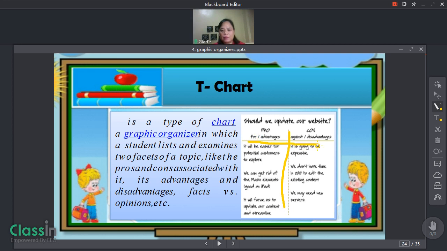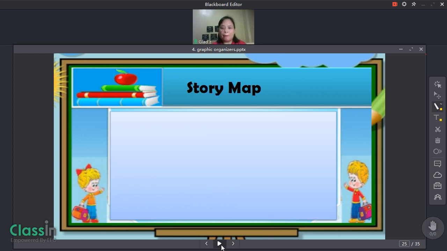So we have this one. Like what it said, it is used to list the two facets of a topic. It's given there already. For example, we can use this to list the pros and cons, advantages and disadvantages, and then opinion and facts. So we use the T chart. Next, we have the story map. Story map is very useful in organizing information about a story that we have read.